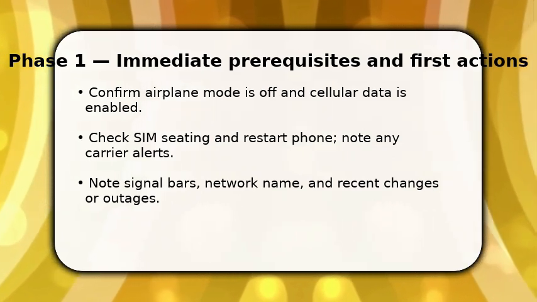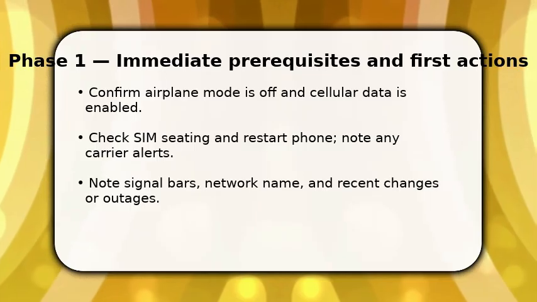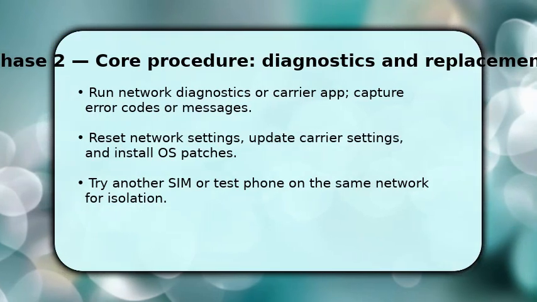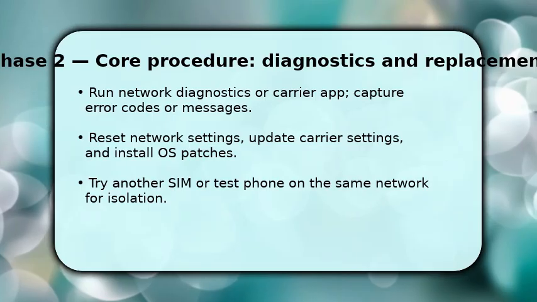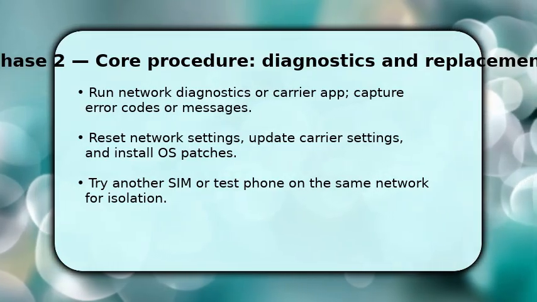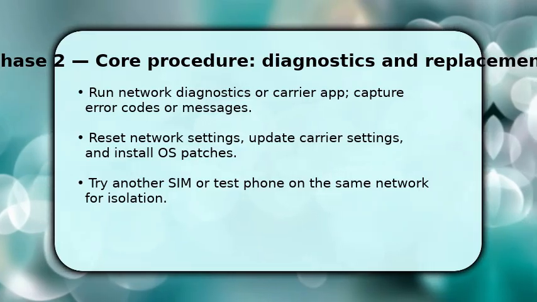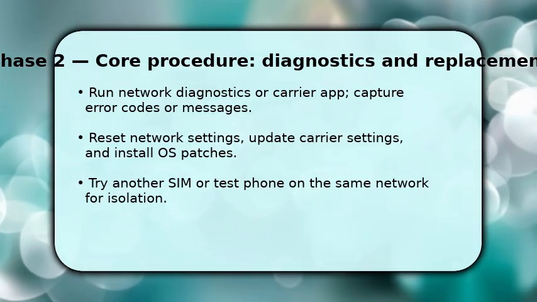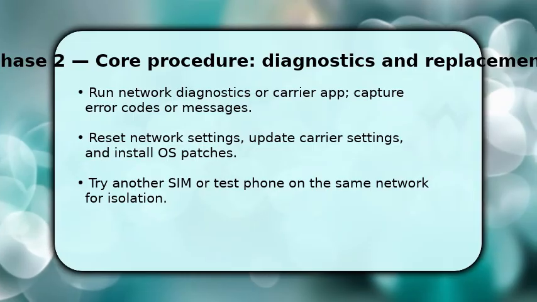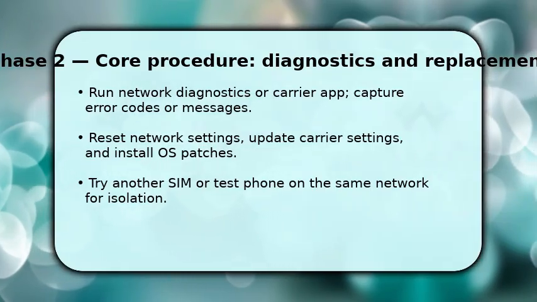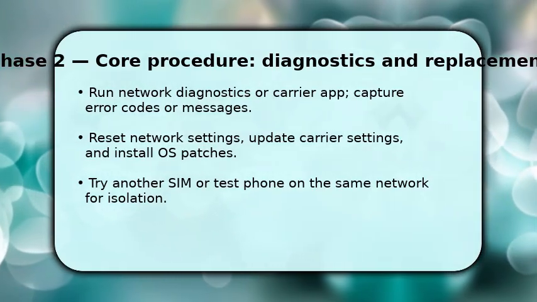You proceed to deeper diagnostics. Open the carrier app or phone diagnostics to capture error codes. These guide the fix. If codes aren't helpful, reset network settings. This clears Wi-Fi, Bluetooth, and cellular profiles to remove corrupt configs. Make sure carrier settings and the OS are up to date, because mismatches break authentication.